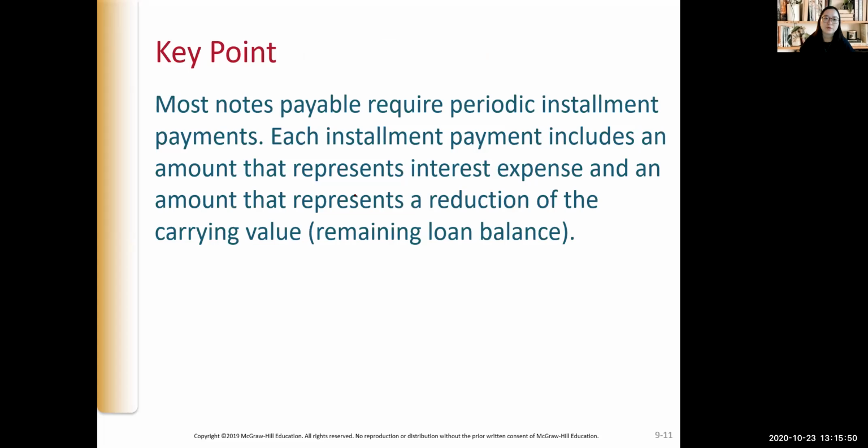Okay, so the key point to take away is that most notes payable require periodic installment payments. Each installment payment includes an amount representing the interest expense and an amount representing a reduction of the carrying value, which is the remaining loan balance.